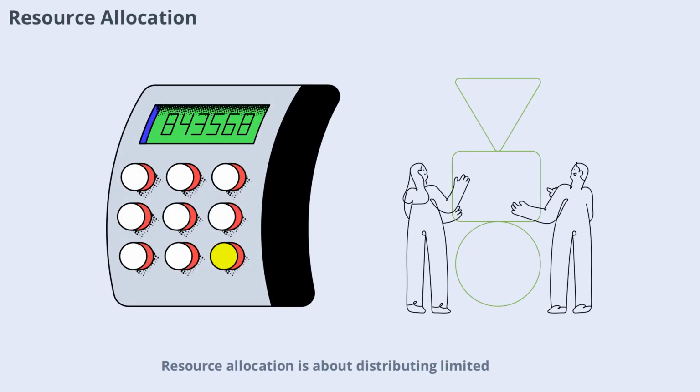Resource allocation is about distributing limited resources to achieve the best outcomes. Optimization techniques help firms and governments decide how to allocate budgets, labor, and materials. Game theory comes into play when multiple parties compete for the same resources, ensuring fair and efficient distribution.